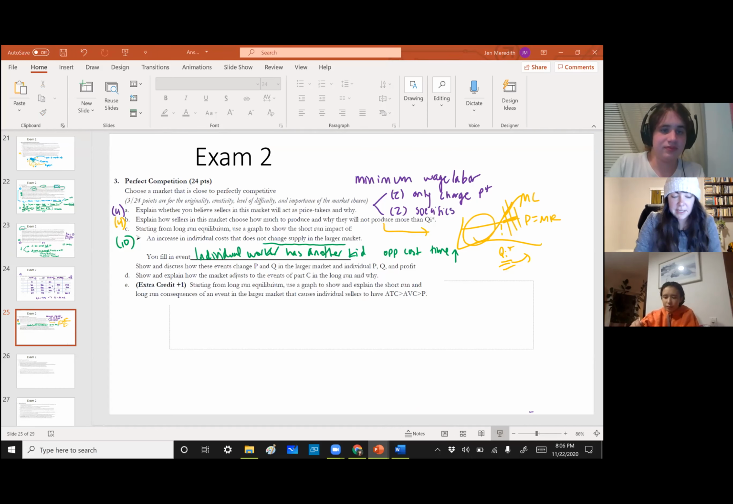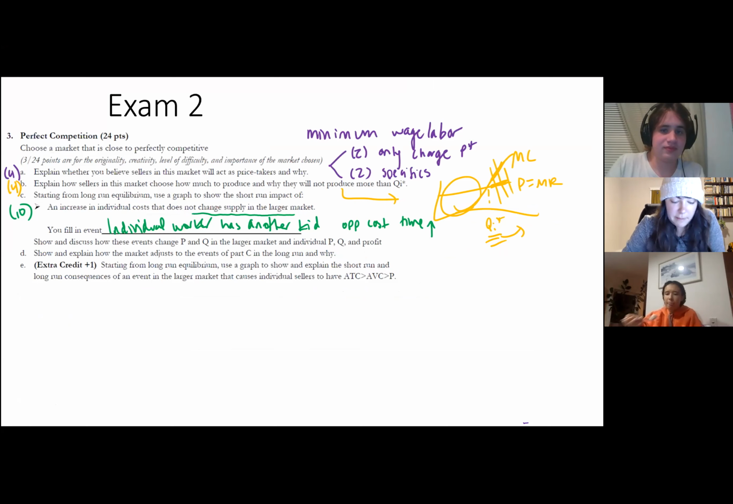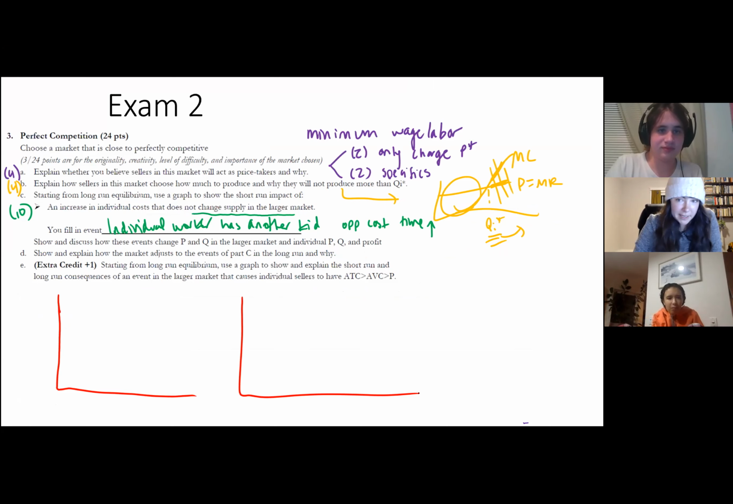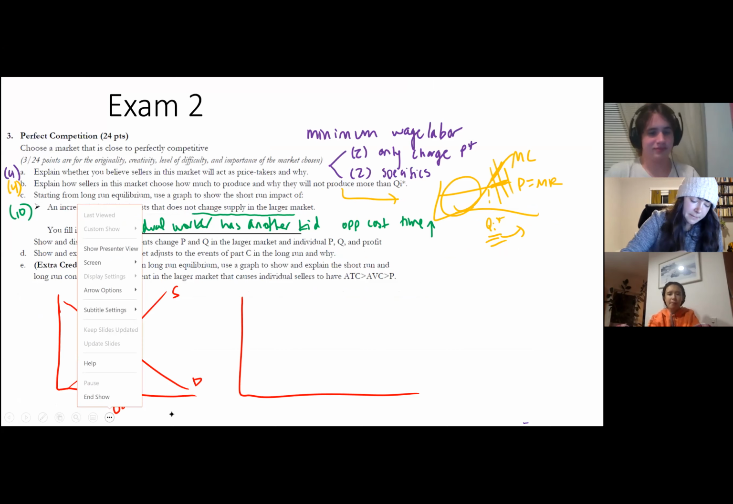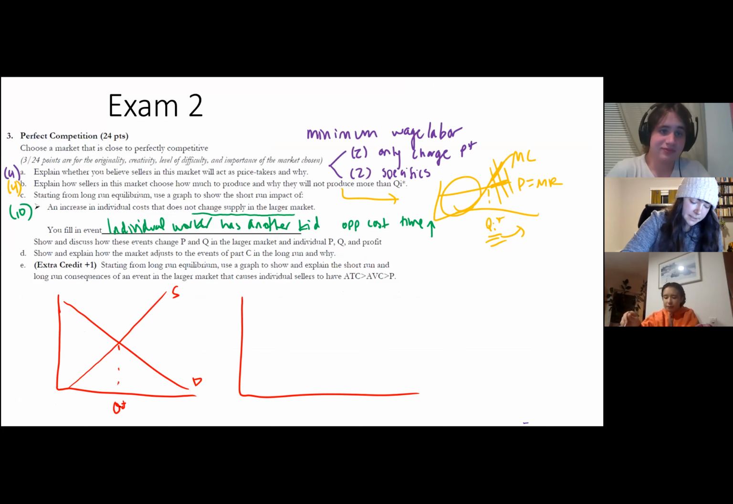The event that makes their costs go up but does not change supply in the larger market is they have another kid. Before we draw that, we want to show where they started. So we always have our 2 panels when we do this graph. We have the larger market with supply and demand for workers that sets the equilibrium amount of minimum wage jobs in Maine, let's say, and the equilibrium price, which in this market is a wage.